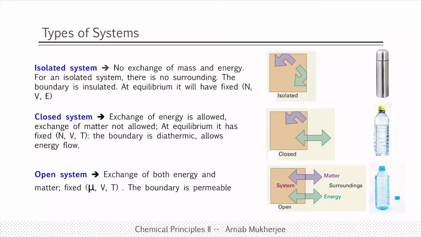And then the third system is called open system, in which both mass and energy, or matter and energy, transfers are allowed. So exchange of both mass and energy is allowed, and typically at equilibrium this kind of system will have a fixed chemical potential, volume and temperature. So right now we are not defining these quantities, chemical potential, volume, temperature, but soon it will become clear. The only thing you can take right now is that certain properties of the system will remain fixed in all these three different kinds of systems.